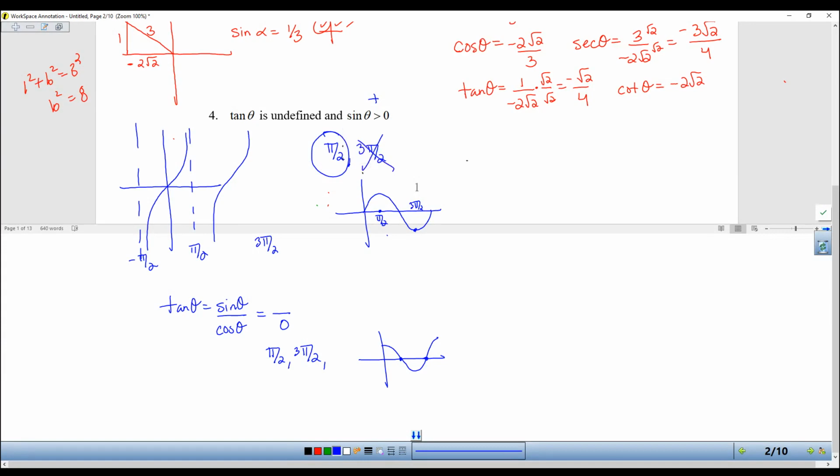Or maybe you just have it on the chart. You're looking at your chart and it says, when is tangent undefined? And that's great. You're welcome to just cross-reference on that. But the more ways you understand it, the better off you'll be.